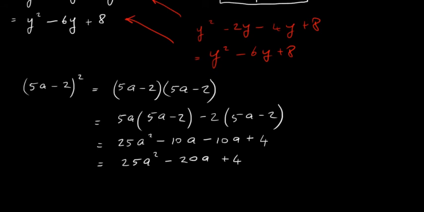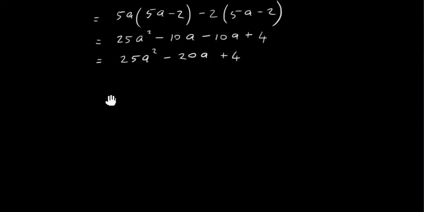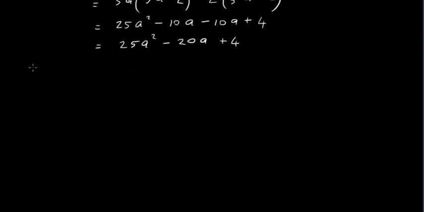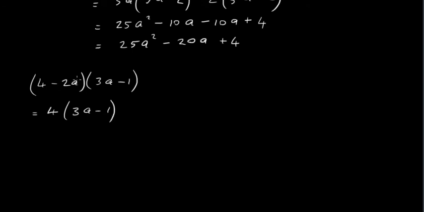Okay, so just one last example and we'll finish up then. So let's take 4 minus 2a multiplied by 3a minus 1. So let's see, we take the first term, which is 4, multiply it by the second bracket. We take the second term, minus 2a, we also multiply that by the second bracket.